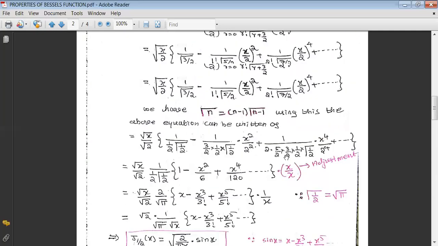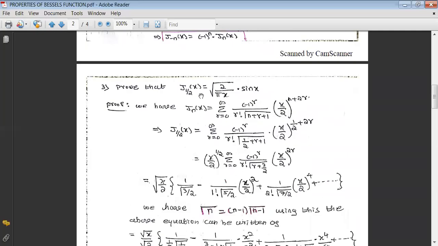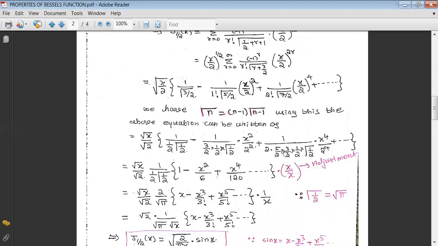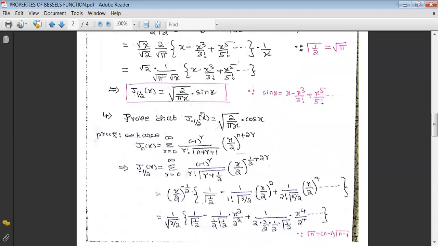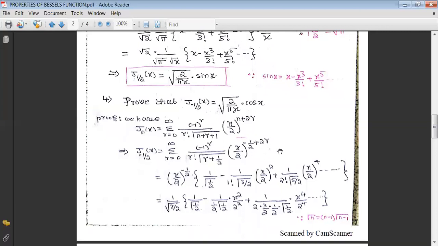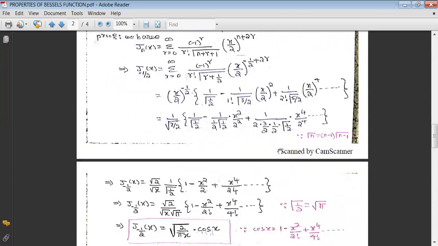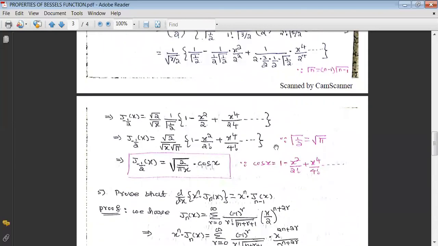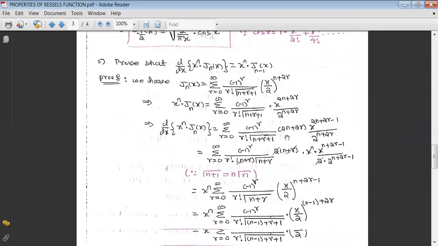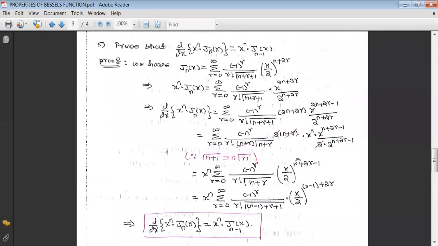These two examples, the expression for j half, root of 2 divided by pi x into sin x, and j minus half of x, root of 2 divided by pi x into cos x, are very, very important examples. Referring to previous question papers, many times one of these will be there in the exam. So try to practice these problems. And let us go with one more last example.